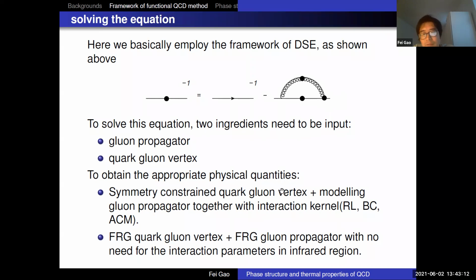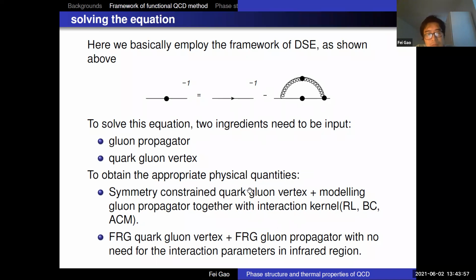But if you truncate this vertex, generally speaking, you lose something. So you will need to model the propagator and also the interaction kernel, the coupling, enhance the coupling actually, to get the correct condensate, for example. But then we recently proposed a new scheme to combine the FRG data for the quark-gluon vertex and gluon propagator as the input, and then with no need for the interaction parameters, we can solve this equation.